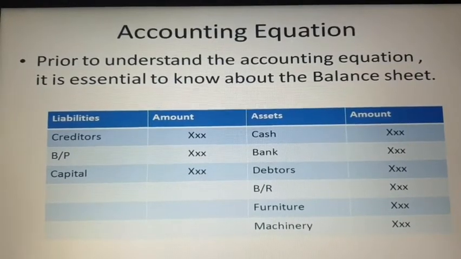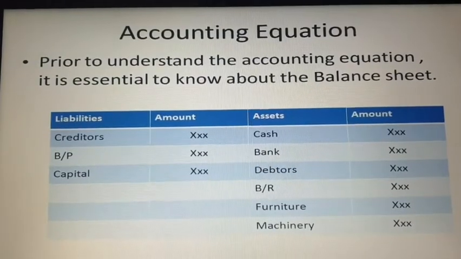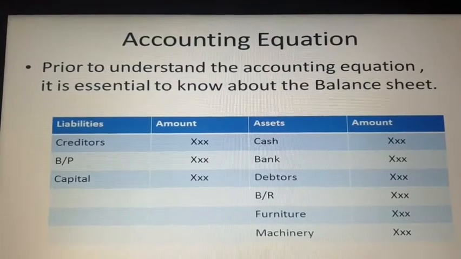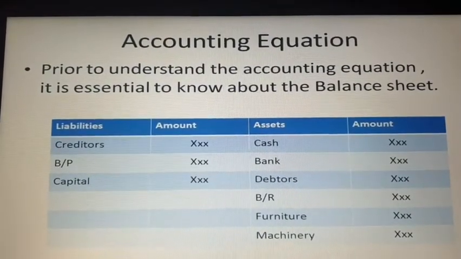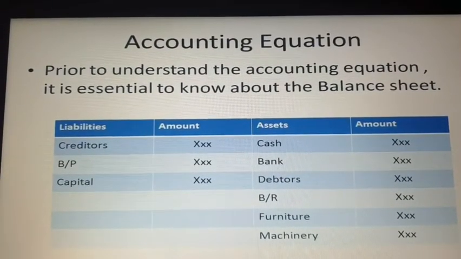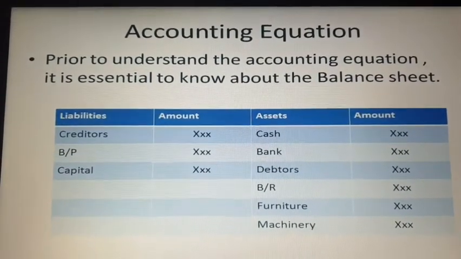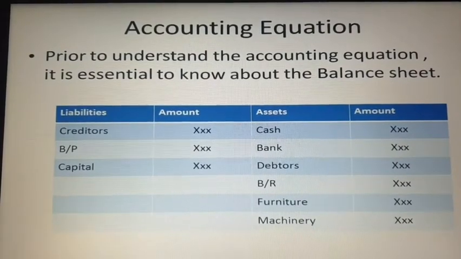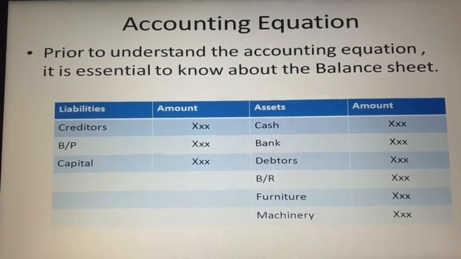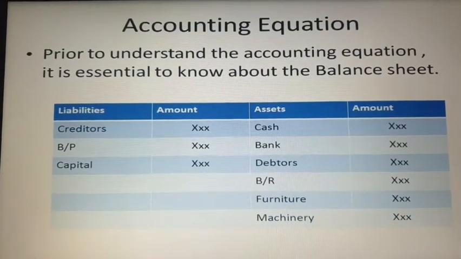Similarly, liabilities are of two types: internal liabilities and external liabilities. So in the format given below, on the right hand side assets are given: cash, bank, debtors, BR, furniture, machinery. These are all assets. And on the left hand side there are 3 liabilities I mentioned, like creditors and bills payable. These are external liabilities, and capital is your internal liability. And why is it an internal liability? Because the amount which the business has to pay to the owner is called internal liability. So liability is of 2 types, internal and external.